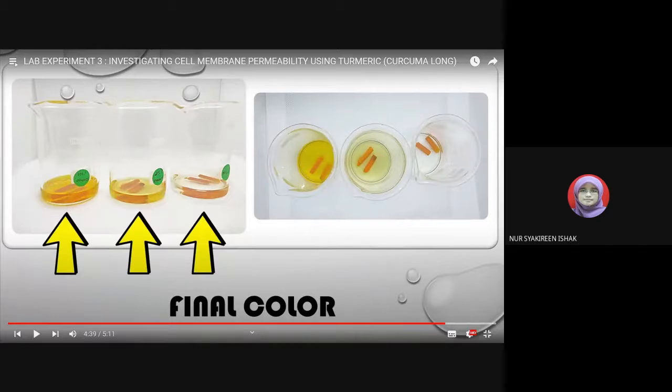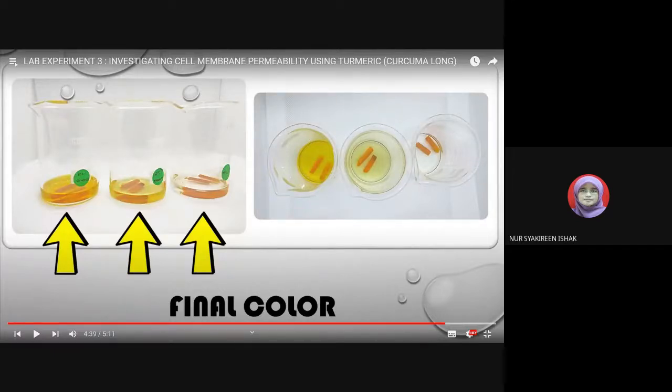Kunyit ni, turmeric ni, dia warna kuning disebabkan oleh adanya pigment-pigment warna kuning dalam sel ni. Bila awak immersekan dia dalam solution yang berbeza, dia akan menyebabkan pigment dari dalam sel keluar daripada sel ke dalam solution. So that's why you will observe different intensity of the yellow color.